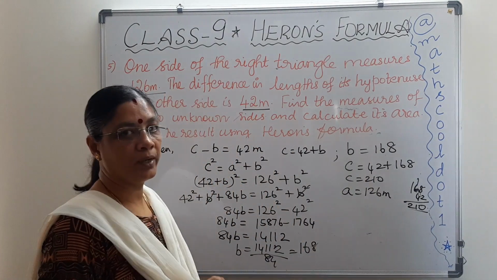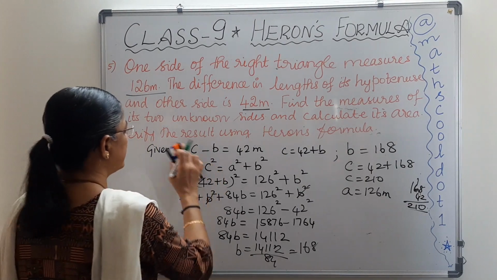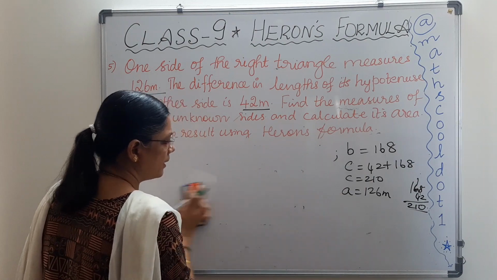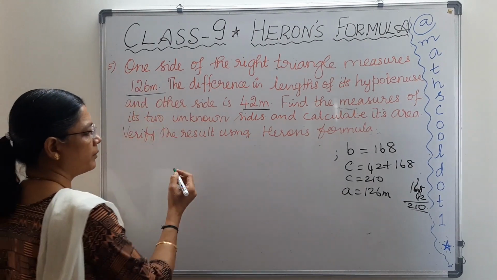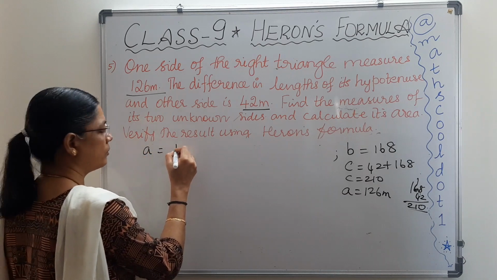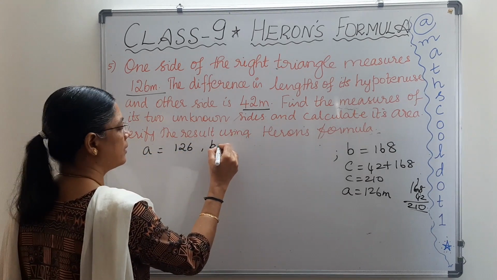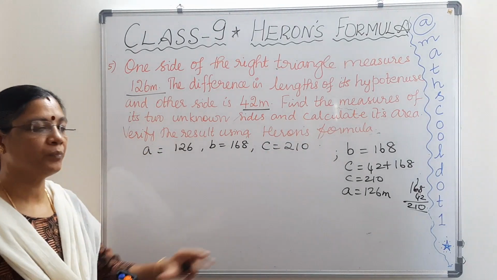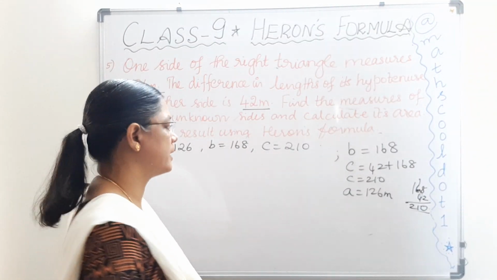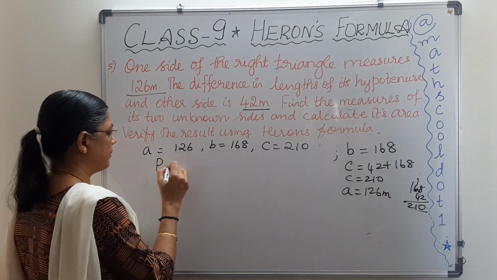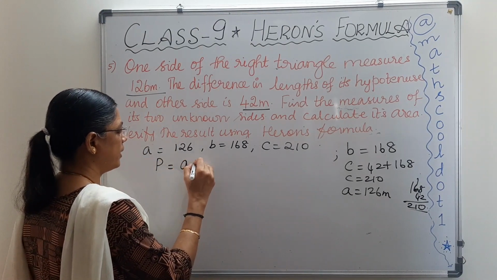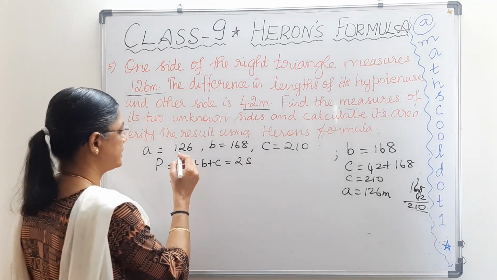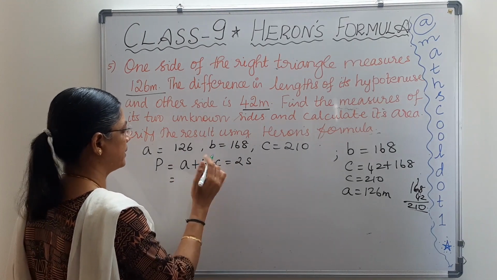A is 126 meters. Now for finding the area of the triangle, before that, let me list out. A is equal to 126, B is equal to 168 and C is equal to 210. See, the longer side is C, which is opposite to 90 degrees, isn't it? That is the hypotenuse. So finding the perimeter, P is equal to A plus B plus C, which is equal to 2S. We'll keep it as it is. First we'll find A plus B plus C.